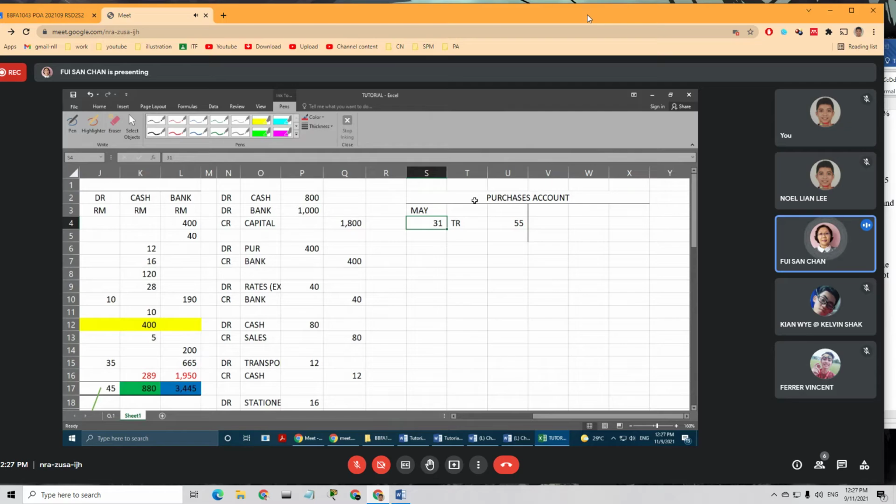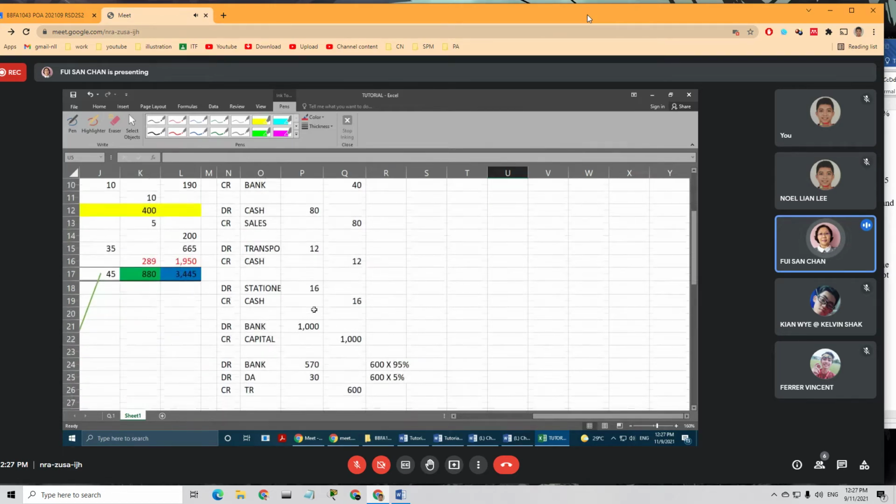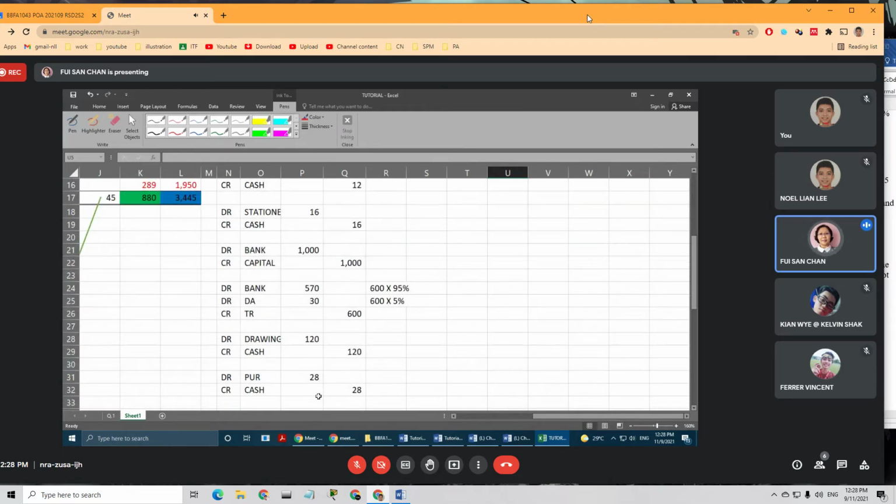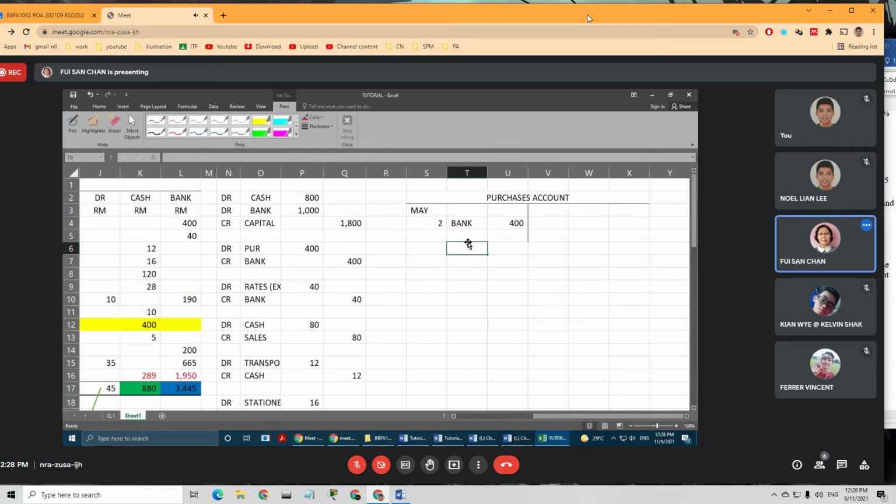Okay, so this one is May 2nd, right? Then we have bank, because we purchased by using check. That is bank. Then here we put 400. So this is your purchases. Do we have any more purchases? Here we have net debit purchases, but this one is cash. So what you do is you put here cash, then 28. Which day is that? This is on the 24th.